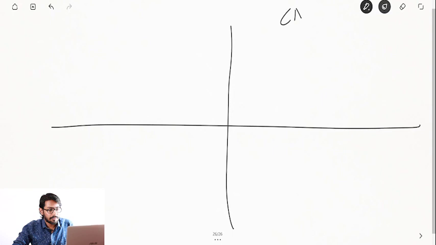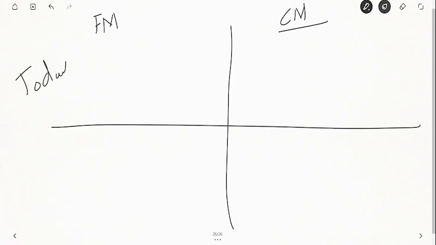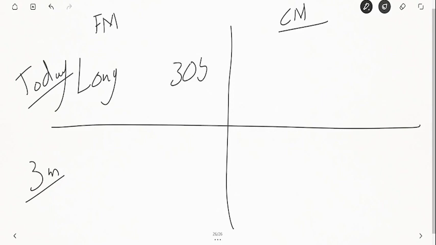Cash market. Please write the full word. Cash market. Futures market, today and after 3 months. So in the second question, when futures price becomes 305, our strategy is to buy. So today you go long. So you can write buy futures today at rupees 305.